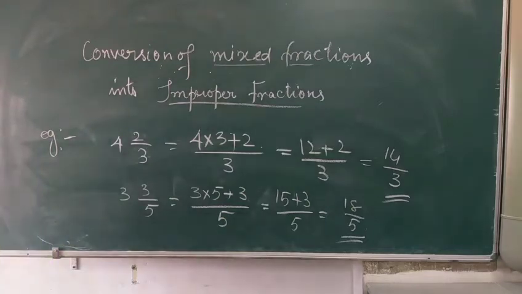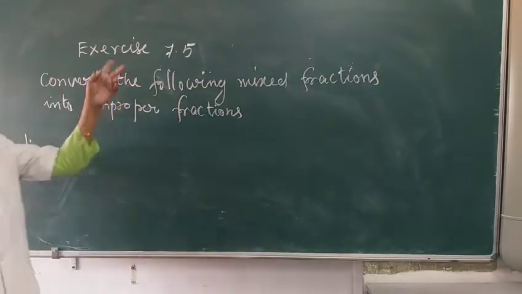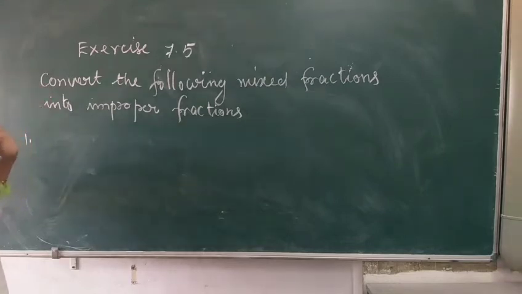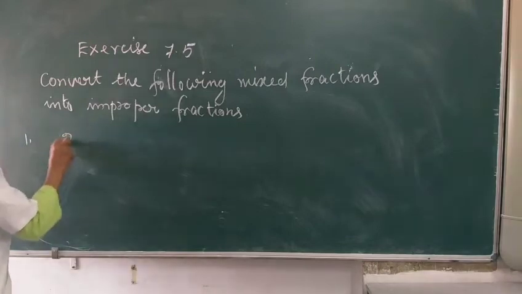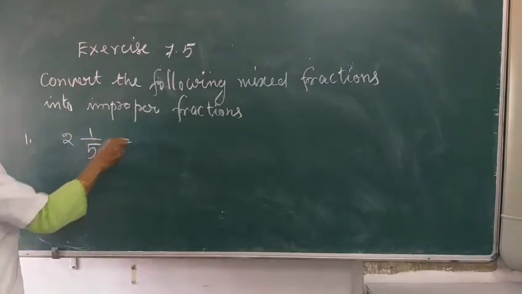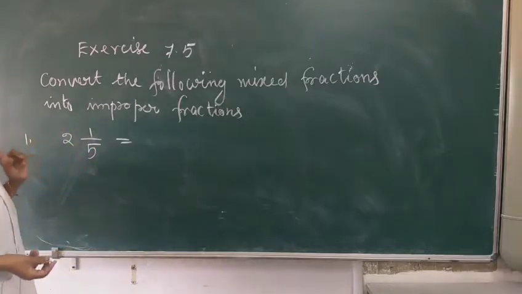Okay, here are some questions to solve. So next is exercise 7.5. Convert the following mixed fractions into improper fractions. We can solve some exercise questions. Okay, first one is 2 1 by 5. And 2 1 by 5, it is a mixed fraction that you know. How do you convert this into an improper fraction?